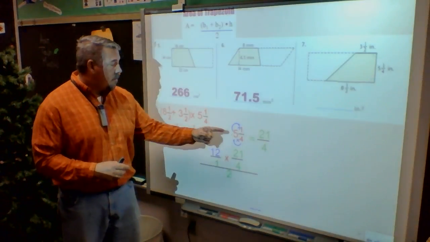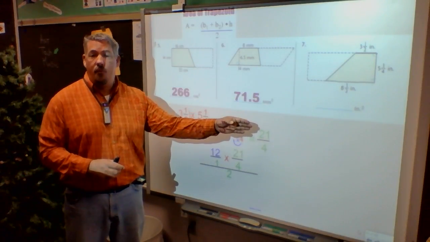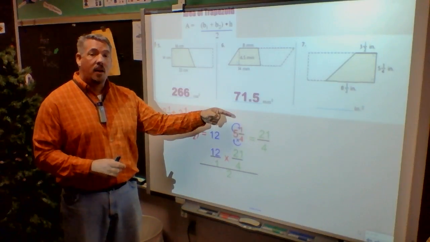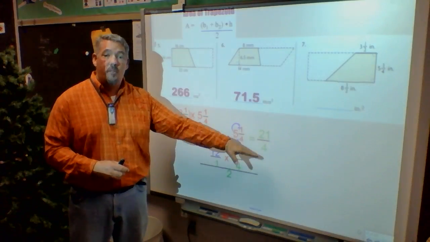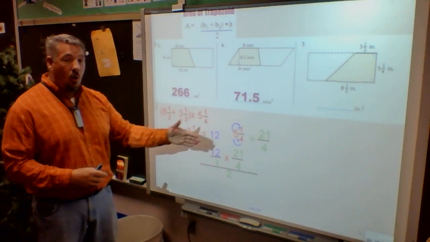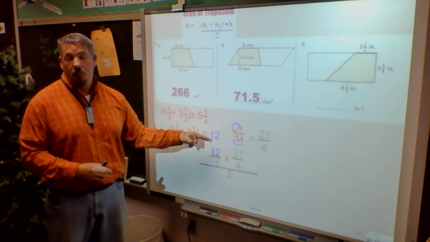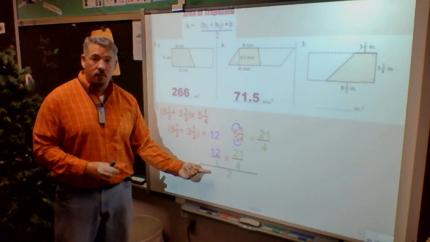So when I look at my fraction, I'm going to change my 5 1/4 into an improper fraction by multiplying, which gives me 20, then adding, which 20 plus 1 is 21, and I keep my denominator 4. So I have my 21/4 that I'm multiplying my 12 by. And since I can't multiply a fraction and a whole number, I put my 12 over 1.